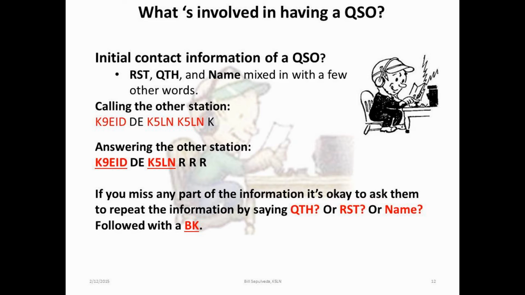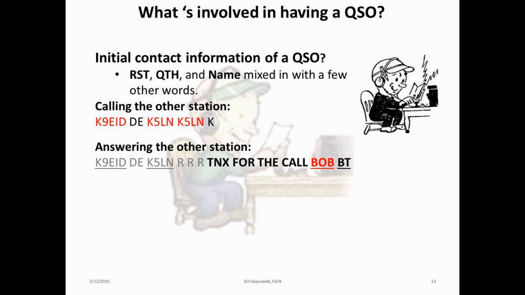Just follow the key word with a question mark. Then start off with a salutation to thank Bob for calling you. Send thanks, abbreviated by Tango November X-ray, for the call, Bob. And always mention his name, so you can say it enough times to remember it. And you want to make it a personal QSO.